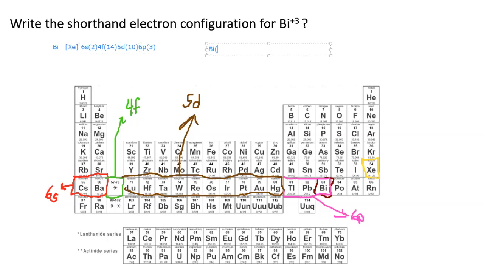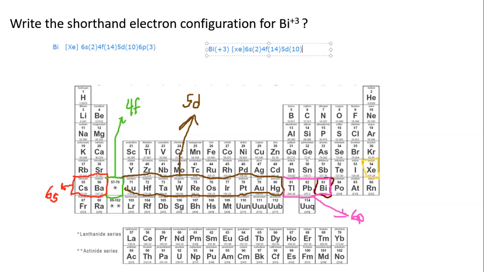Now we want to write the electron configuration for bismuth 3 plus. So we always remove from the highest orbital first. So the highest orbital here is going to be the 6p because p is higher in energy than s. So we're going to have xenon 6s2, 4f14, 5d10.